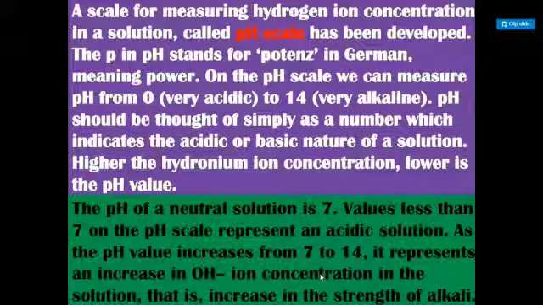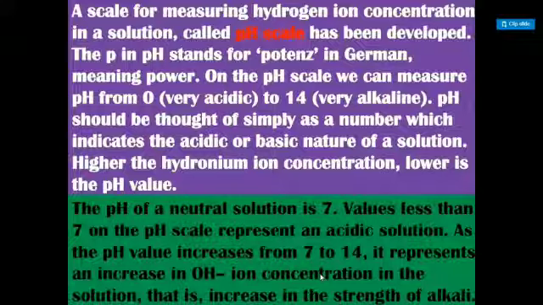On the pH scale we can measure pH from 0 to 14. 0 is very acidic and 14 is very alkaline. pH should be thought of simply as a number which indicates the acidic or basic nature of a solution. The higher the hydronium ion concentration, the lower the pH value. The pH of a neutral solution is 7. Values less than 7 on the pH scale represent an acidic solution.